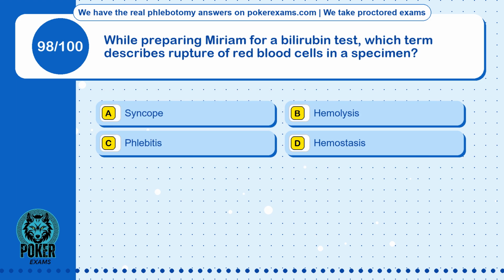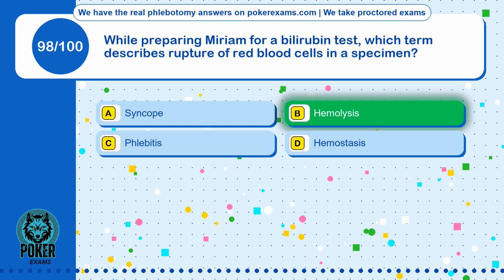Question 98. While preparing Miriam for a bilirubin test, which term describes rupture of red blood cells in a specimen? Option A. Syncope. Option B. Hemolysis. Option C. Phlebitis. Option D. Hemostasis. The correct answer is option B. Hemolysis.